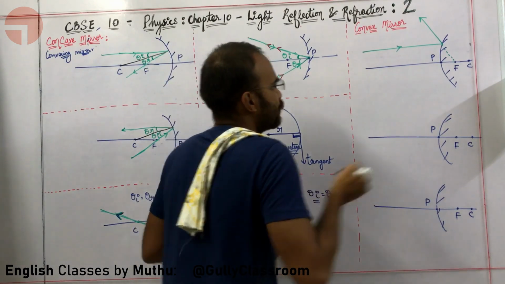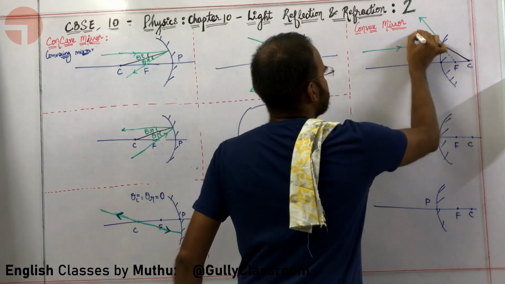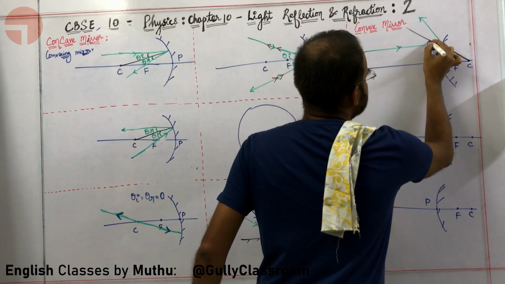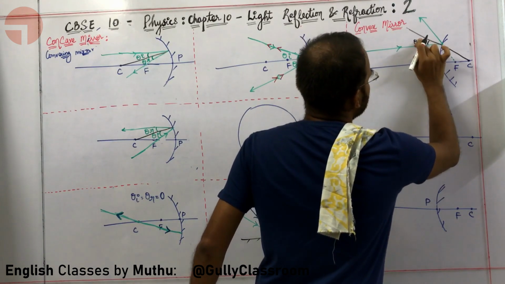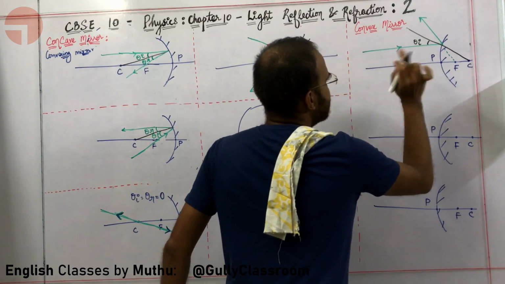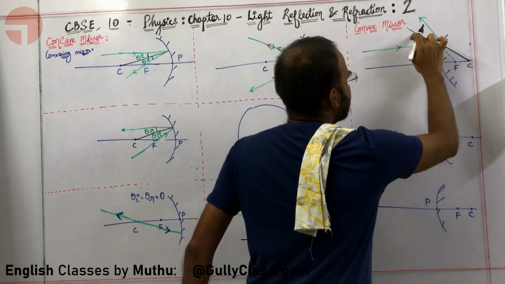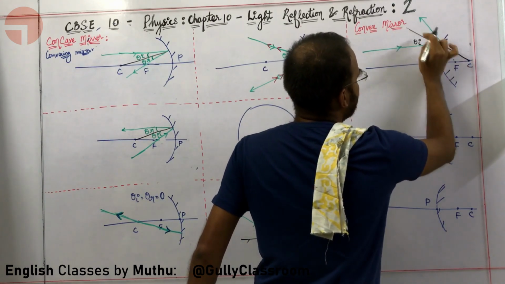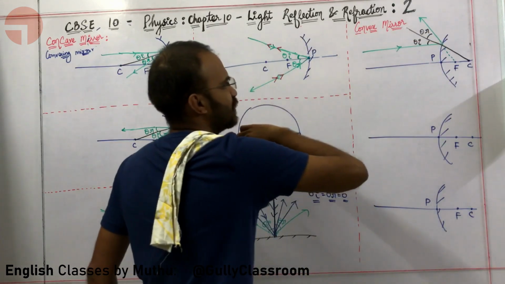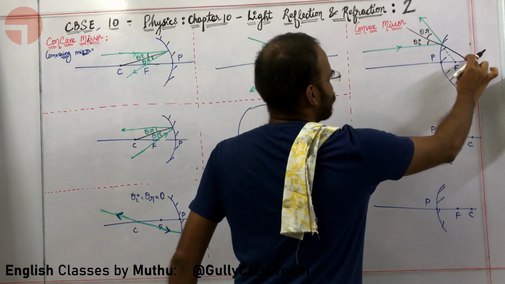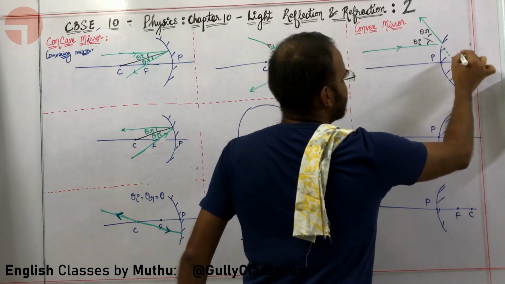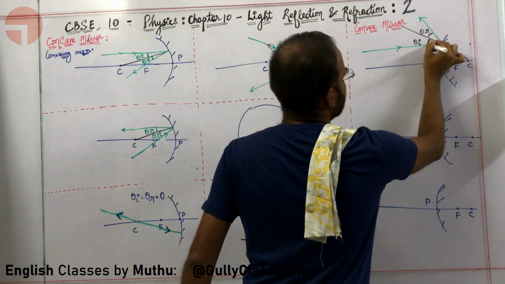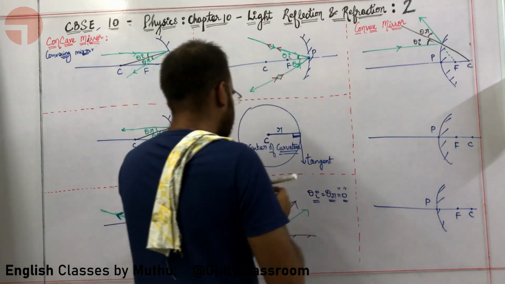Now from C, let me draw a line. This particular line is called the normal. Here this angle is called theta I, the angle of incidence. The angle between the incident ray and the normal is called the angle of incidence. The angle between the reflected ray and the normal is called the angle of reflection. This line I have drawn slightly wrong. If drawn exactly correctly, it will be something like this. Now theta r and theta I are more or less equal.